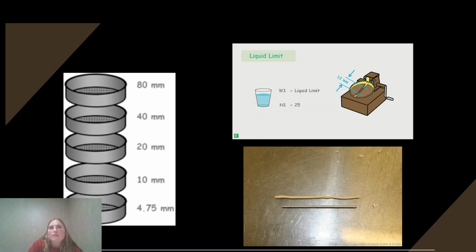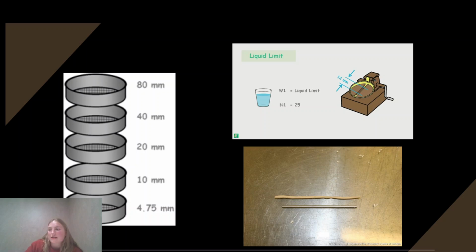Both of these methods can be quite hard to repeat consistently, just because they are very subjective methods. Is it touching? Is it not touching? Was it 25 blows that made it touch? Was it 21? You do repeat these experiments and then plot the graph.